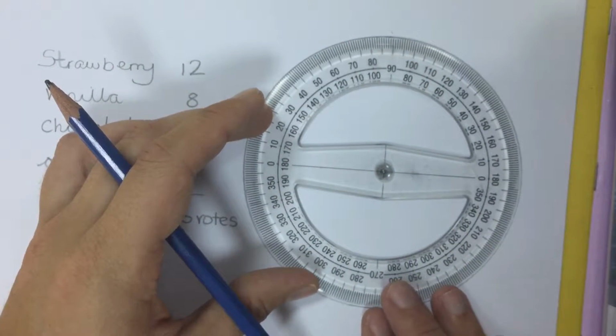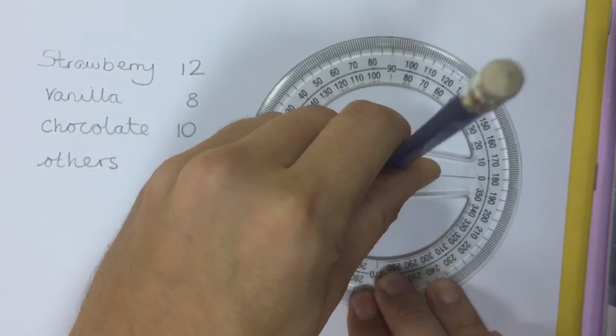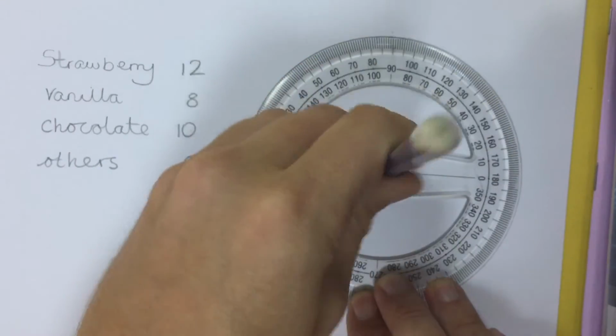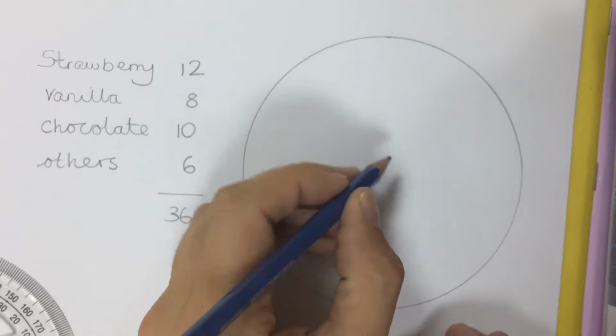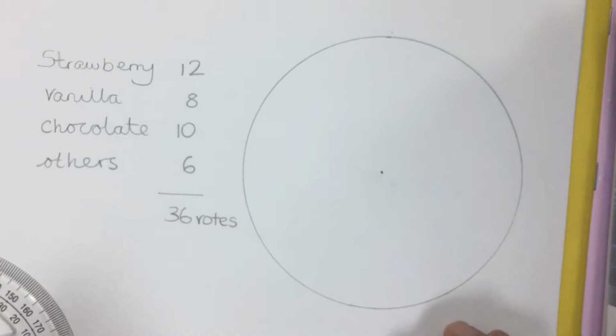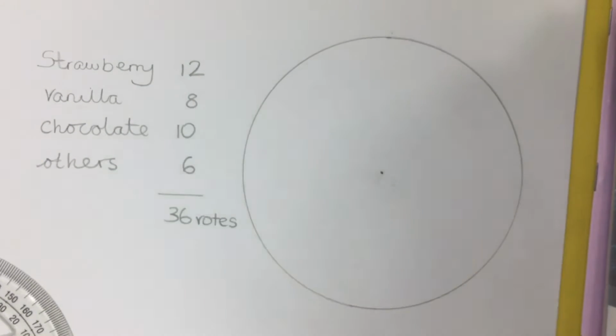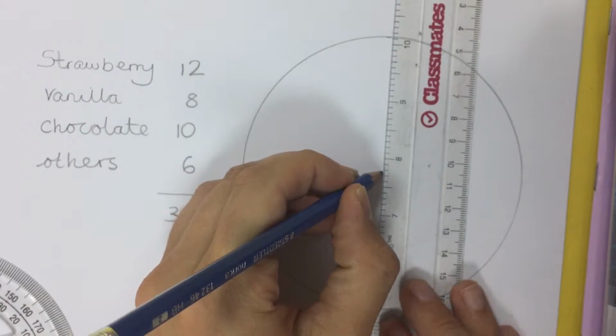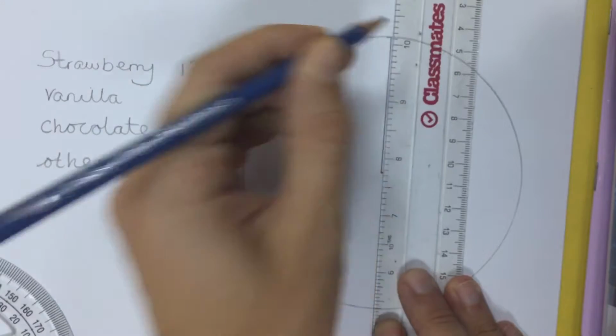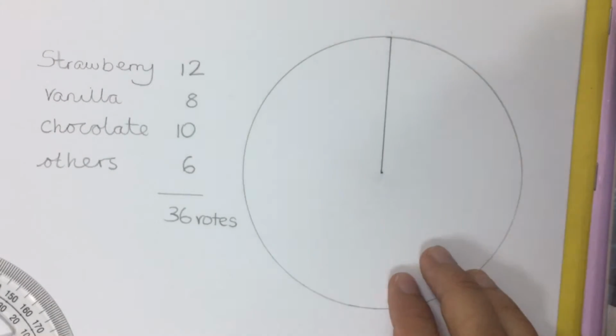I could use a pair of compasses to do this. That is not 100% accurate, but there we go. Okay, and that's the center. Now the other thing I need is a ruler, which I will just go and fetch. And what's quite useful to do before we start working out our angles is to draw one line which goes from the center to the top of the chart, and that's your starting point.